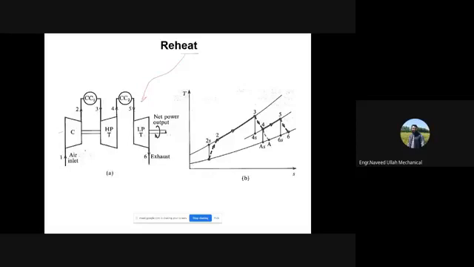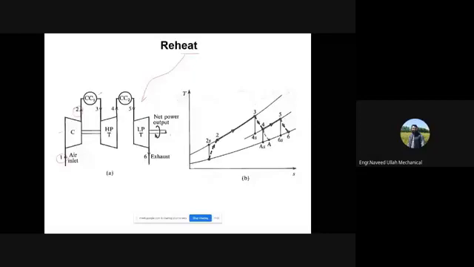Okay, so if you look at the flow diagram, so the air at state 2, it is then given to combustion chamber 1 and the enthalpy is increased and is given to the high pressure turbine and you are getting the work.